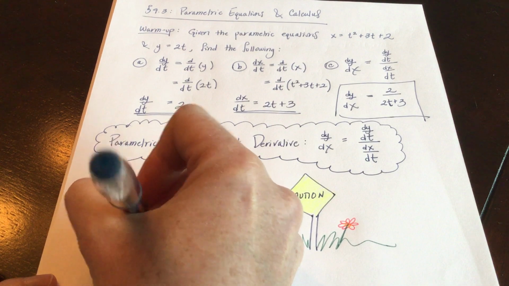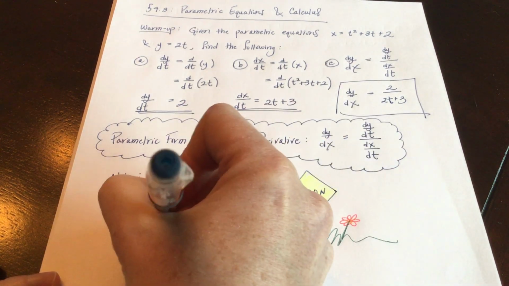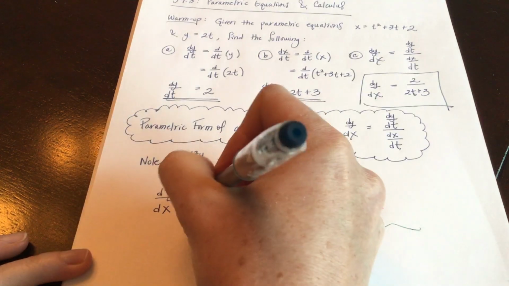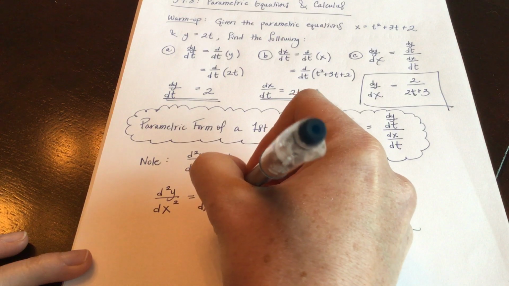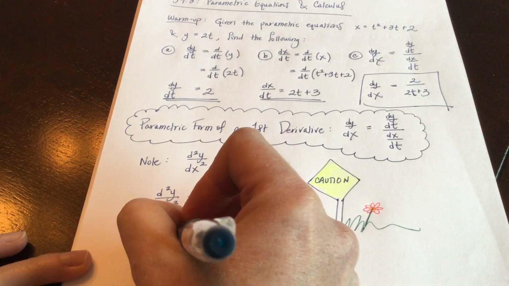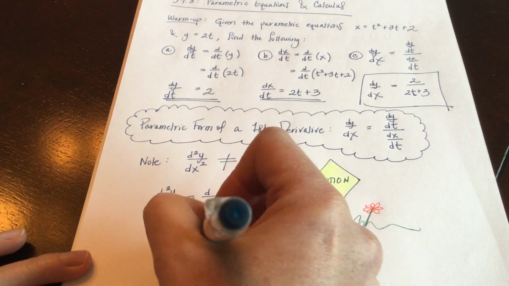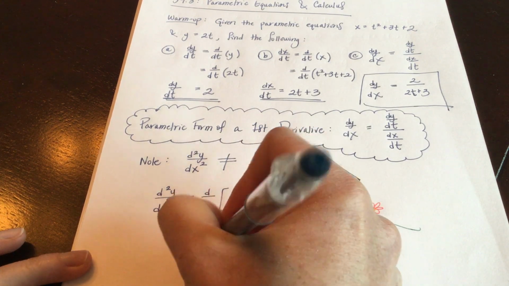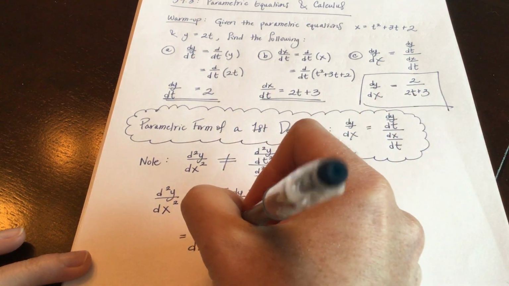So let's talk about what it is real quick. So d squared y over dx squared. Basic principles, like what do we know about this? So this is equal to d dx of dy dx, right? Like we've known that for a long time. And then if you try to turn that into parametric form, then that would mean that you do d dx of dy dt over dx dt.